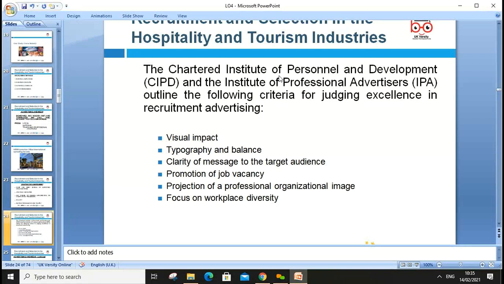So the Chartered Institute of Personnel Development, which is CIPD, which I mentioned in the previous discussion as well, and the Institute of Professional Advertisers outlined the following criteria for judging excellent recruitment advertising: visual impact, graphics and balance, colors, schemes and backgrounds, clarity of the message, target audience, promotion of the job vacancy, projection of the professional organization image, and focus on workplace diversity. Yes, so that is crucial.